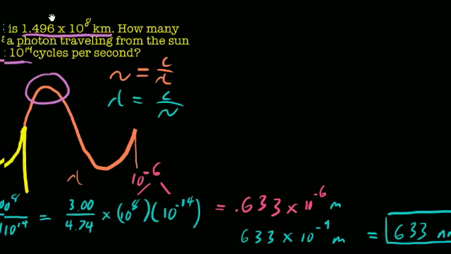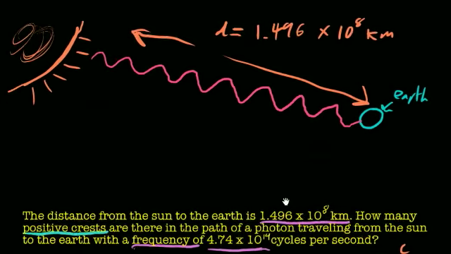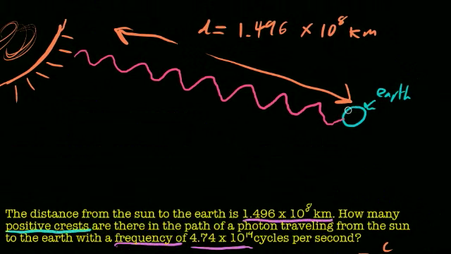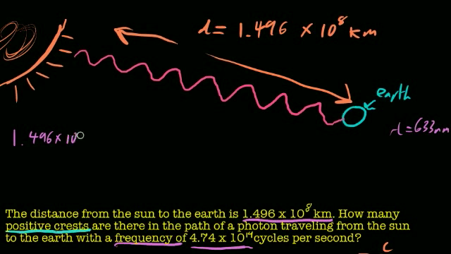So in order to do that, let's just set up our conversion factor. Again, our wavelength is equal to 633 nanometers. And so now, what can we do? Let's start out with our distance here. We have 1.496 times 10 to the 8th kilometers.